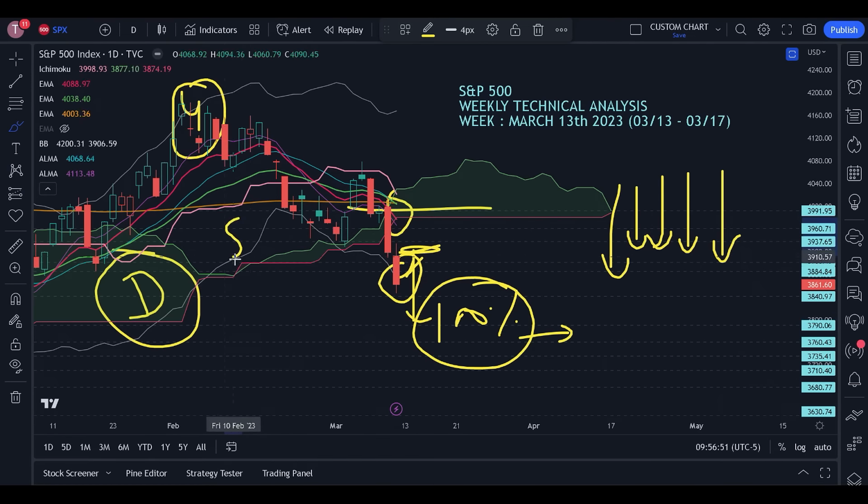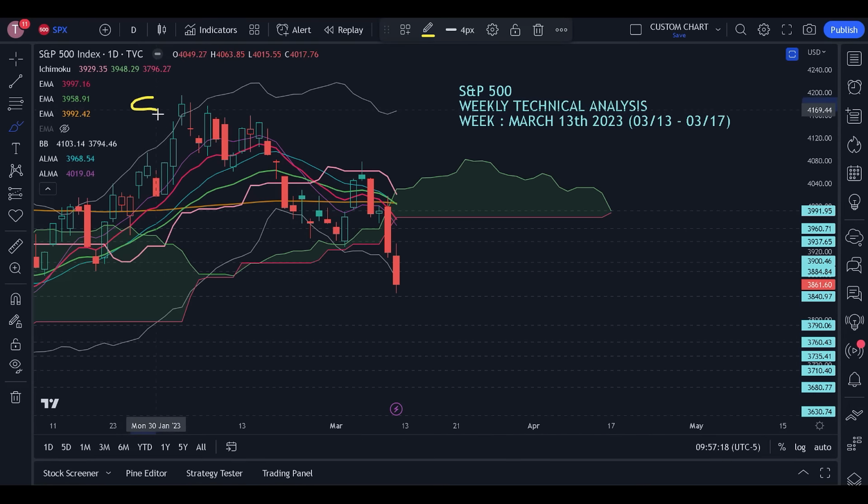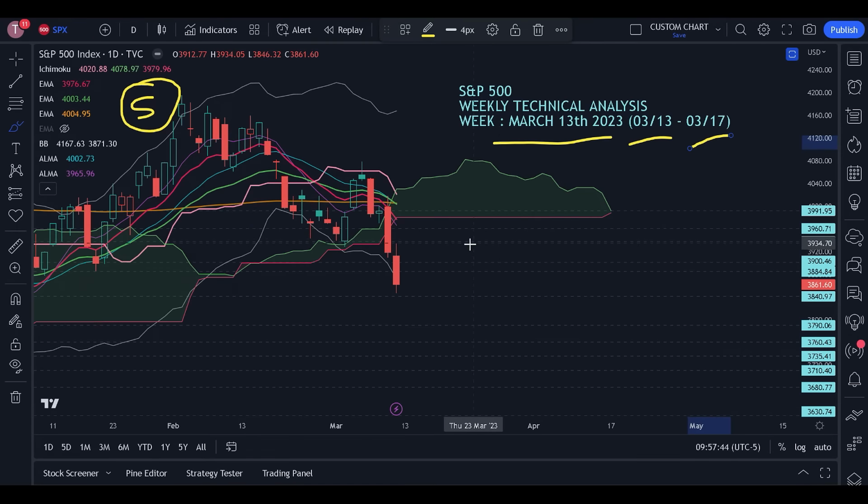Now guys, let's move on to the fifth and the last point of the agenda of this S&P 500 weekly technical analysis, which is the probable movement of the S&P 500 for the week of March 13th, 2023, that is from Monday, March 13th to Friday, March 17th. So let's see what we can expect from Monday through Friday.